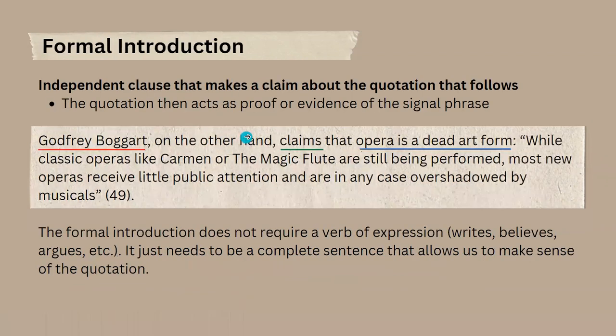Another way to introduce a quotation is by having a formal introduction, which consists of an independent clause. An independent clause has a verb, a subject, and a complete thought, which allows it to stand alone as a complete sentence. So in this, the subject is Godfrey Bogart, the verb is claims, and the complete thought is opera is a dead art form. Think of it as adding a complete sentence before introducing the quotation.